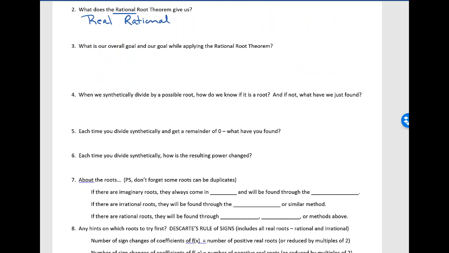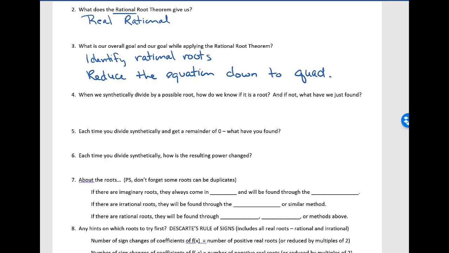What is our overall goal and our goal while we're applying the roots? So our overall goal is to identify rational roots, and by doing so, we are able to then hopefully find other roots. Our overall goal is to find all the rational roots. But while we're applying it, our goal is to reduce the equation down to a quadratic. Because if we can use the quadratic formula, that's going to help us identify the real irrational as well as the imaginary roots. So while we're using the root theorem, we want to get down to a quadratic, but in the end, we're trying to find at least the rational roots, if not more.